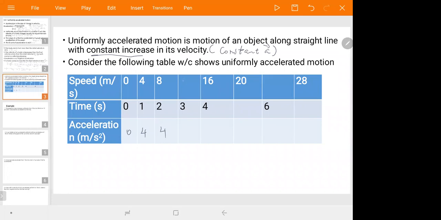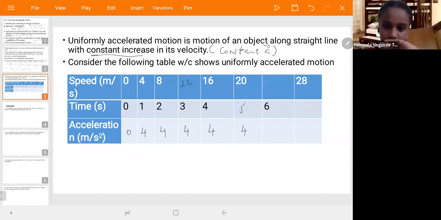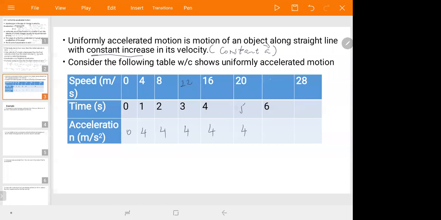Again, in this empty box, let us put 12. 12 divided by 3 is 4 again. 16 divided by 4 is 4. 20 divided by 5 is 4. How many will we fill in this blank space? 24. 24 divided by 6 is 4, and then 28 divided by 7 is 4 again.